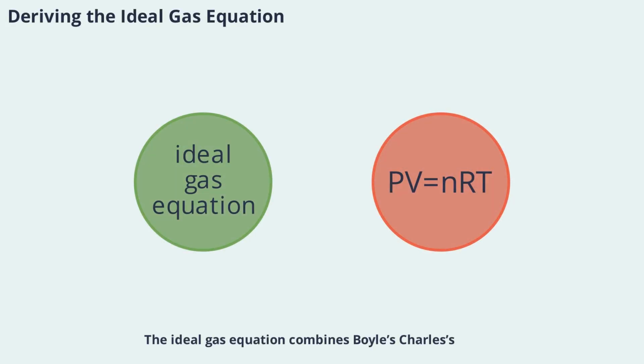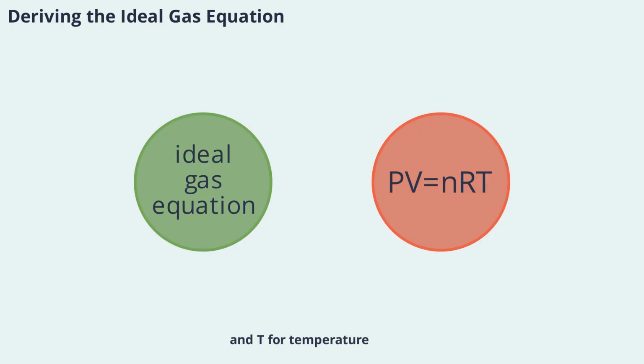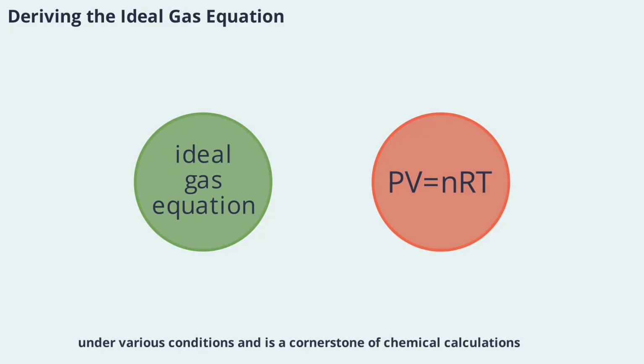The ideal gas equation combines Boyle's, Charles's, and Avogadro's laws into a single formula: PV equals nRT. Here, P stands for pressure, V for volume, n for the number of moles, R for the gas constant, and T for temperature. This equation allows us to calculate the behavior of gases under various conditions and is a cornerstone of chemical calculations.